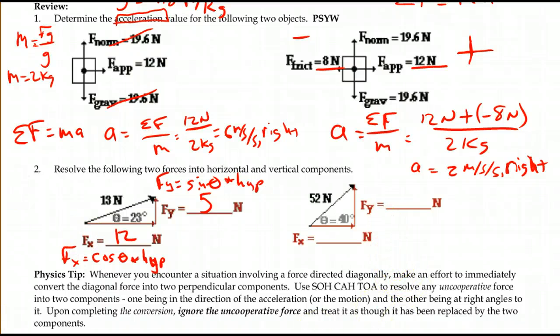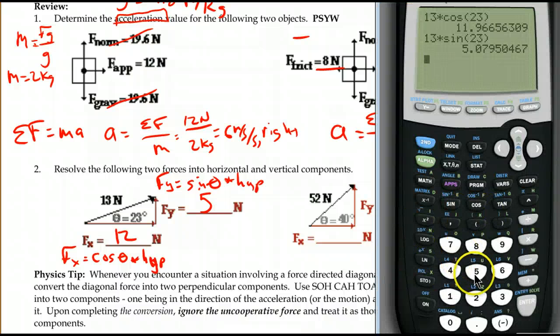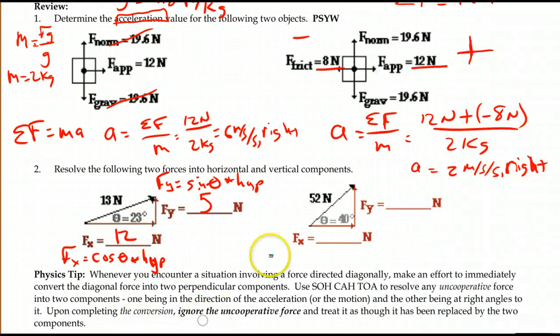So in the second case that I have here, same base idea, it's 52 newtons. I'm going to multiply that by the cosine of 40. So 52 times the cosine of 40. The other thing is to make sure you're in degree mode, because that is 40 degrees. So that's 39.8. Again, I have two figures, so that's going to be 40 when it rounds off.